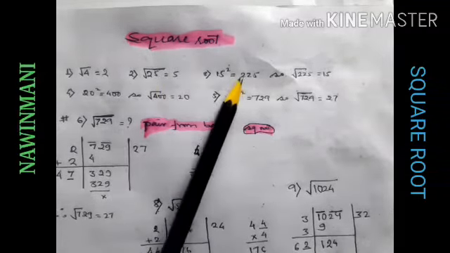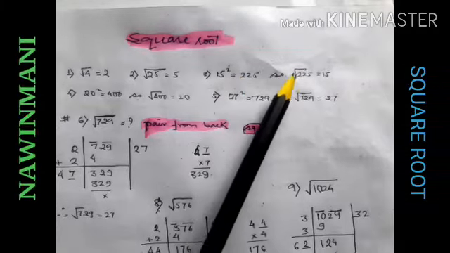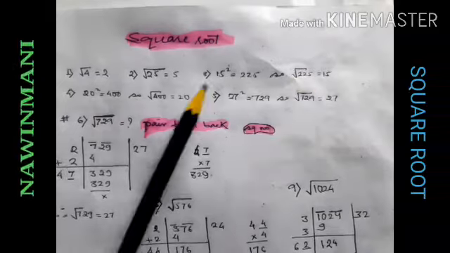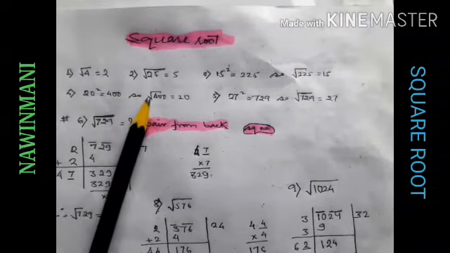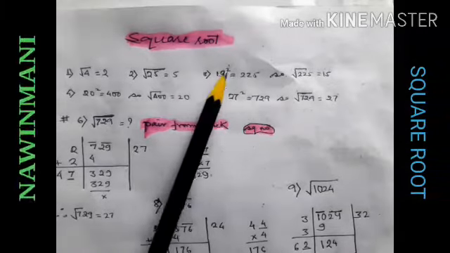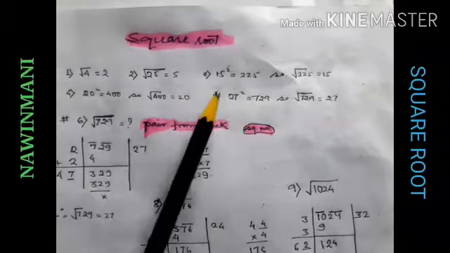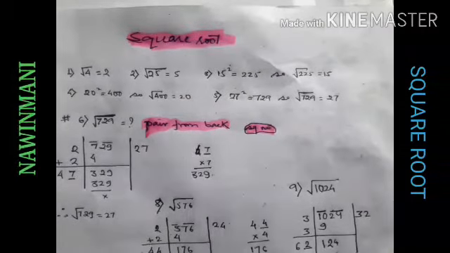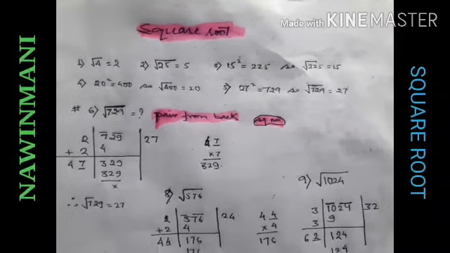Similarly, the square root of 25 is 5, because 5 squared is 25. 15 squared is 225. Do you know what 15 squared is? So the square root of 225 gives us 15. Similarly, 20 squared is 400, so the square root of 400 is 20. So if you know the perfect square number, like 225, 729, etc., then you can easily find the square root. But by the division method, how to find it?